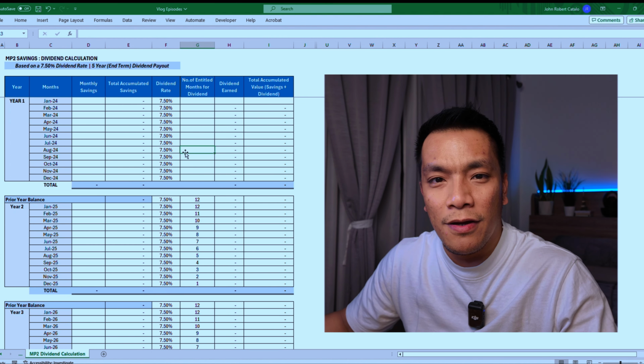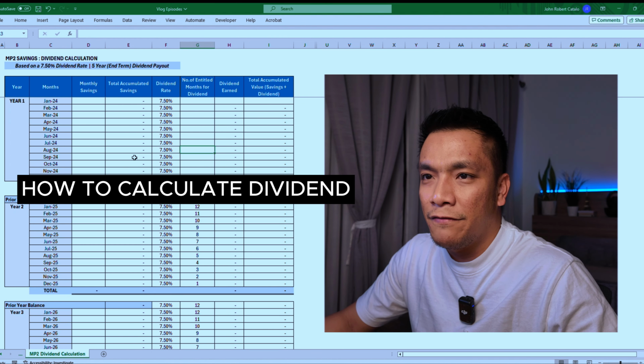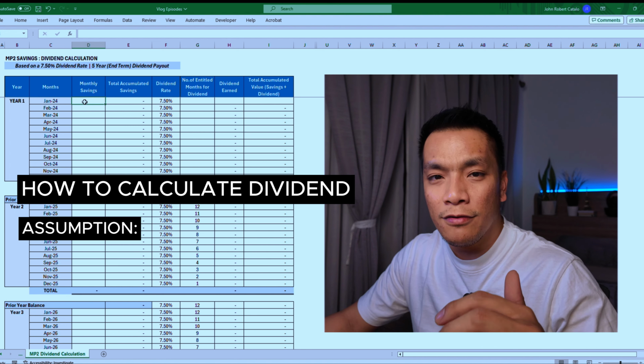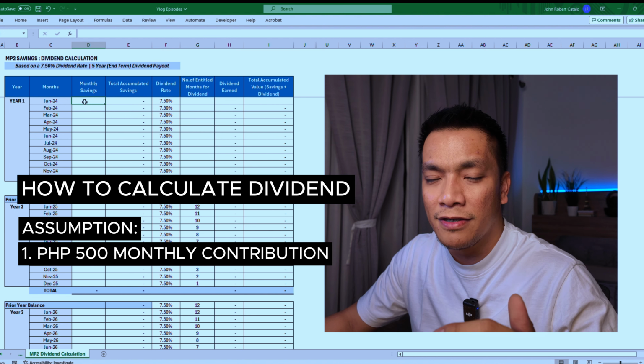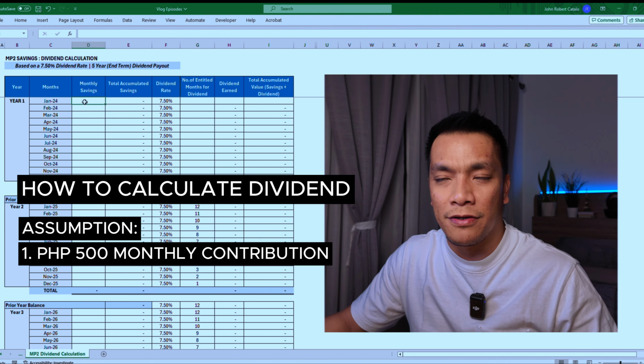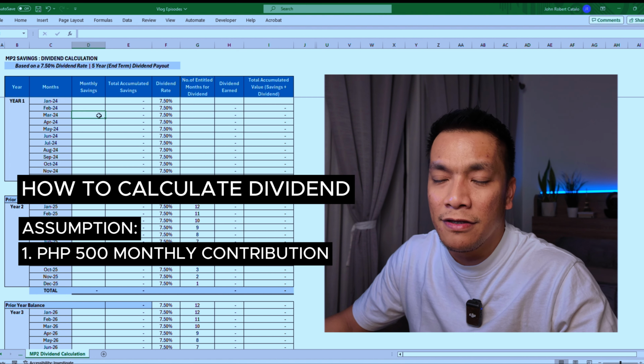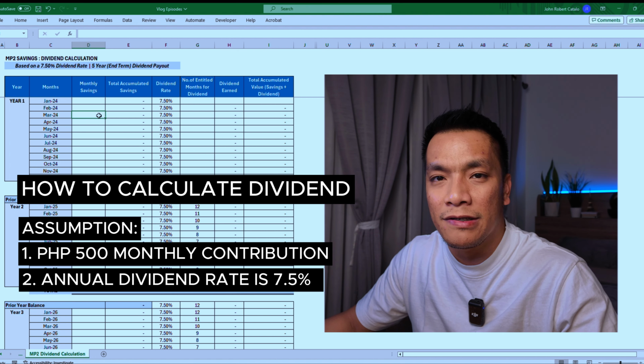Okay, so I'm going to show you how to calculate dividend. First, with the assumption na maghuhulog tayo ng 500 pesos on a monthly basis throughout the 5-year period. And let's assume as well that the dividend rate will be 7.5%.